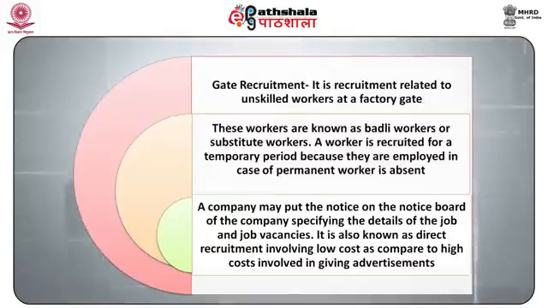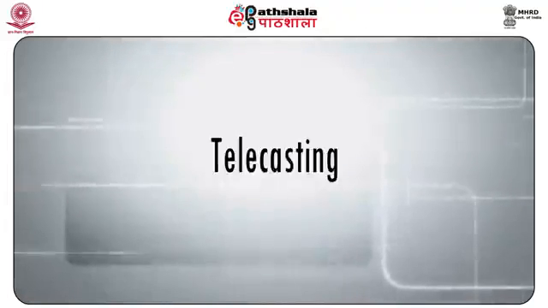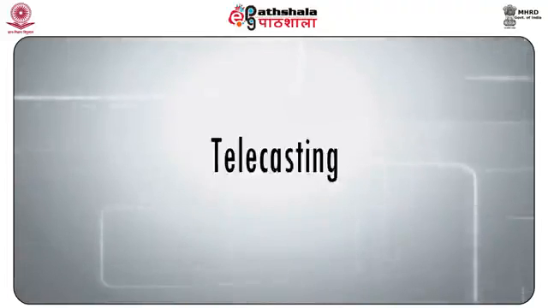The next source of external recruitment is gate recruitment. It is recruitment of unskilled workers at a factory gate. These workers are known as badli workers or substitute workers. A worker is recruited for a temporary period because they are employed in case a permanent worker is absent. A company may put a notice on the notice board specifying the details of the job and job vacancies. It is also known as direct recruitment, involving low cost as compared to the high cost involved in giving advertisements.